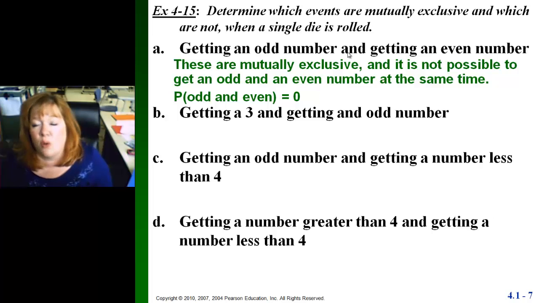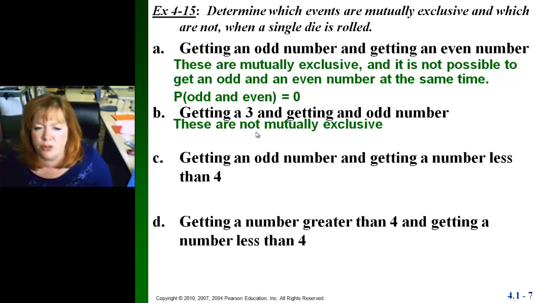If it was "or," it'd be 6 out of 6. Getting a 3 or getting an odd number, those are not mutually exclusive. And 3 is an odd number. So the probability of 3 and odd is 1 out of 6.